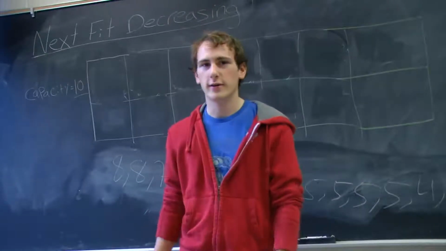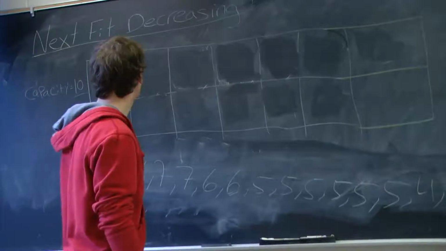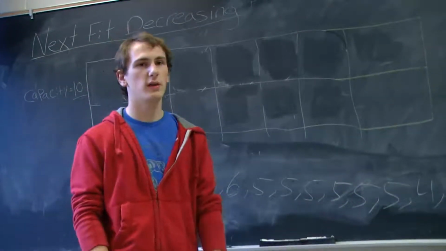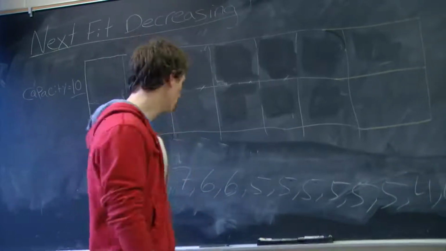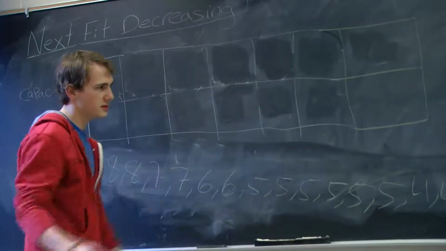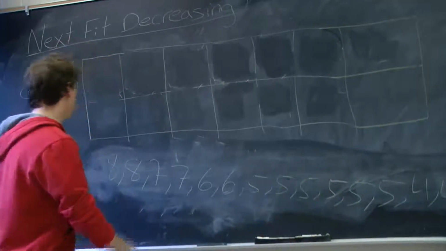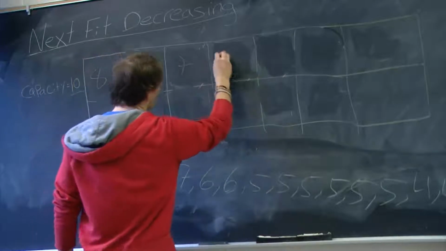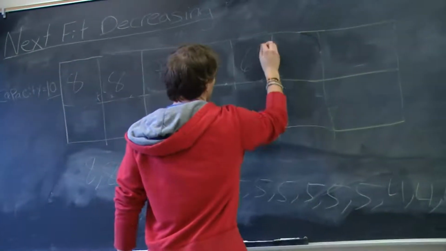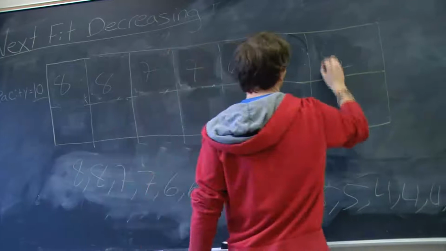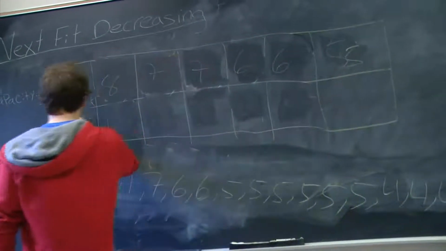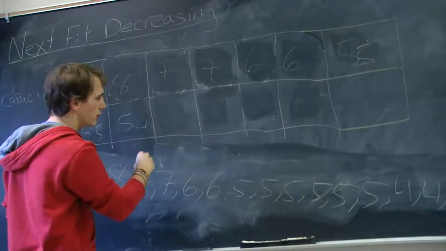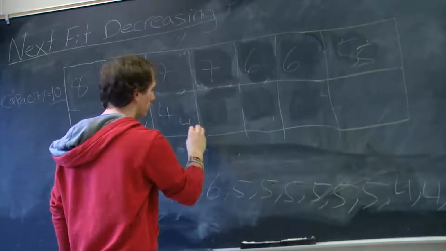Alright, for our next learning target, we're going to be doing next fit decreasing. This is the same thing as next fit, except you just have the data organized in decreasing order. So all you do is, for the first one, 8, 8, 7, 7, 6, 6, and then 5, 5, 5, 5, 5, 4, 4, 4.